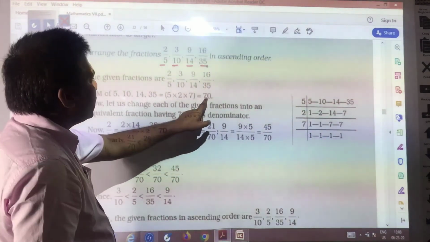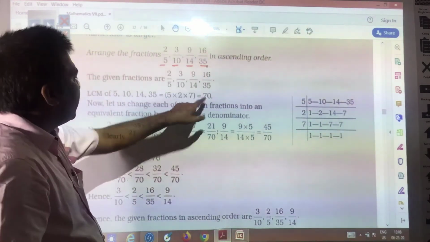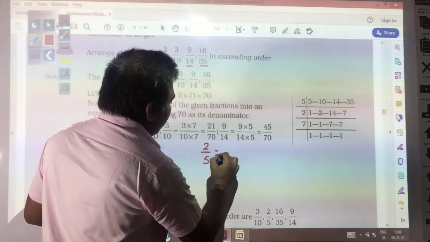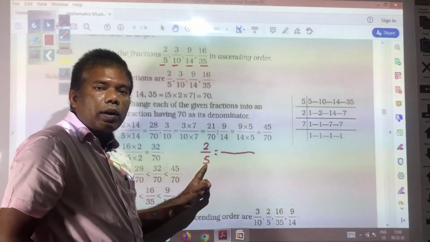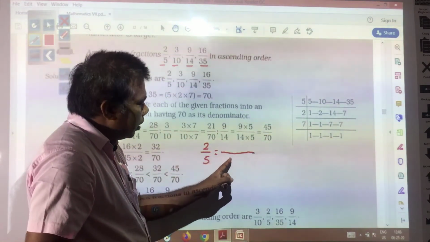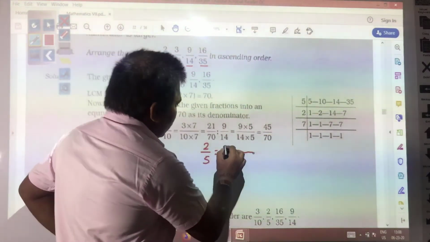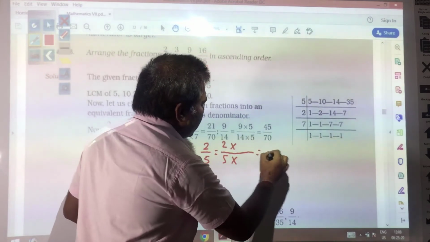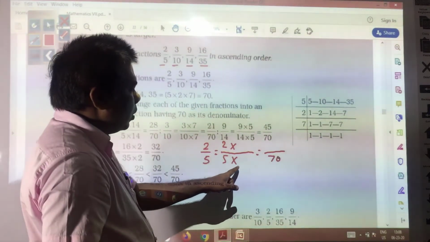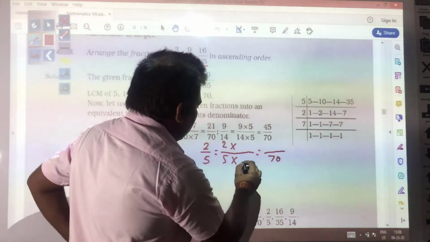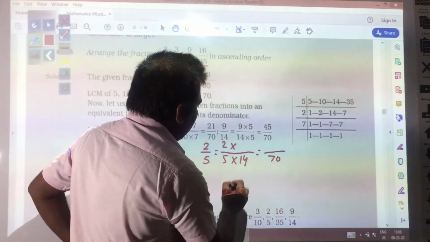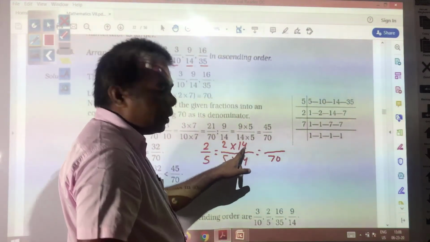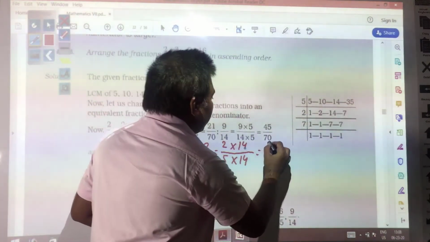So, the LCM you got is 70. And after getting 70, what you need to do, all the fractions you see, the first fraction you have is 2 by 5. This denominator is required to be converted to 70. So, this 5 should be multiplied with which number so that you will get 70 as denominator? This will be 14. So, if you are multiplying the denominator by 14, the numerator is also required to be multiplied. So, this will be 28 by 70.